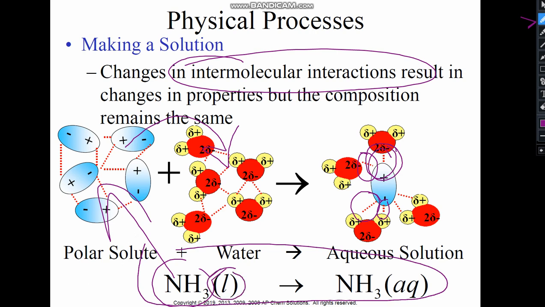Again, we have exactly the same composition. It's still NH3. It doesn't actually change, and we don't show the water. What you show is just this aq right here. Okay, so you now have this NH3, this is your NH3 molecule right here, surrounded by water molecules, just like if this was an aqueous ion. Same concept.